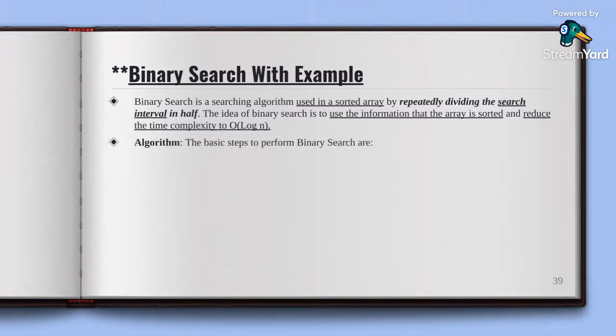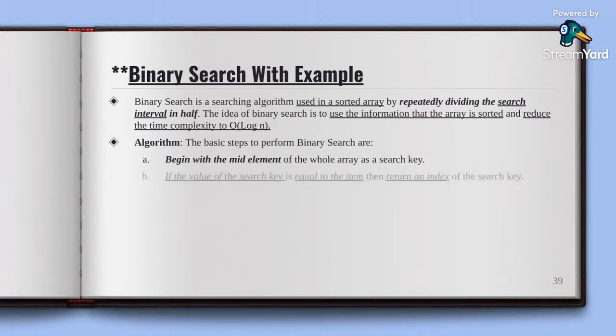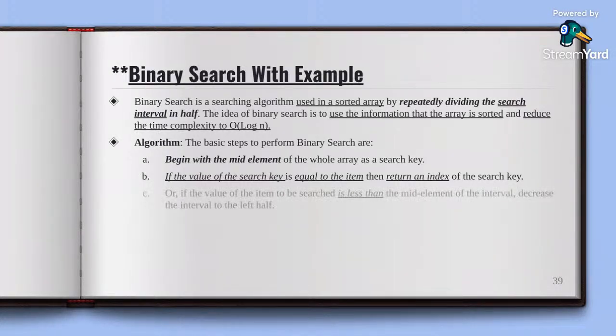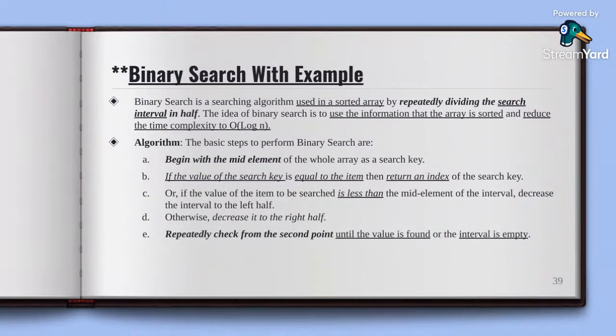Reduce time complexity. Begin with the mid element of the whole array as a search key. If the value of the search key is equal to the item, return the index of the search key. If the value of the item to be searched is less than the mid element, decrease the interval to the left half, otherwise the right half. Repeatedly check from the mid point until it is found or the interval is empty.